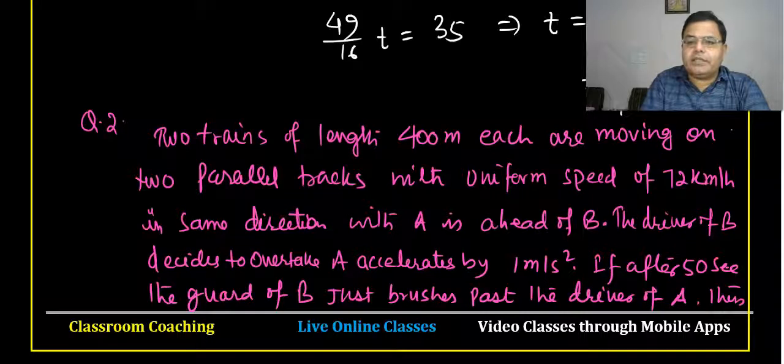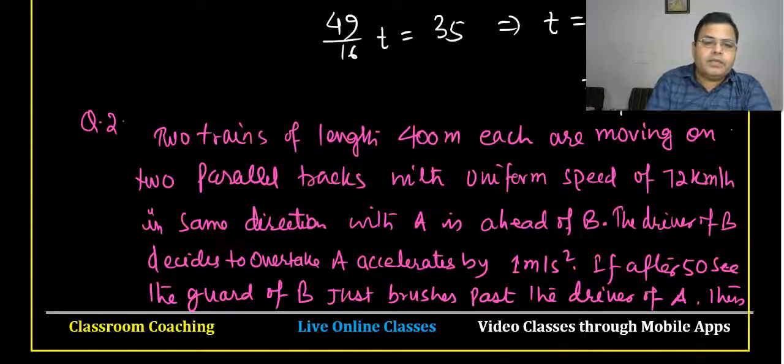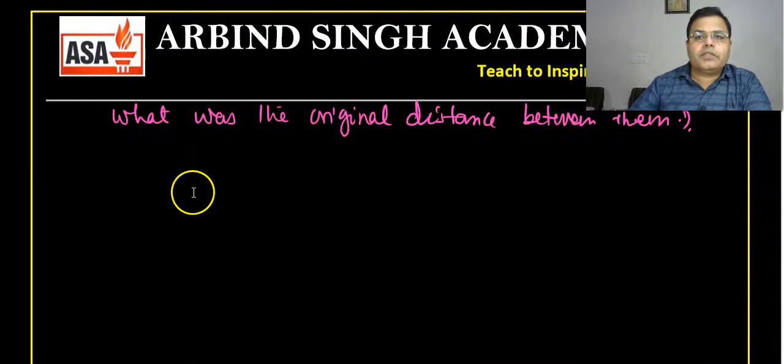The driver of B decides to overtake A, accelerates by 1 meter per second square. This is what is given. If after 50 seconds, the guard of B just crosses the driver of A, then what was the distance between them? So let us discuss this question.